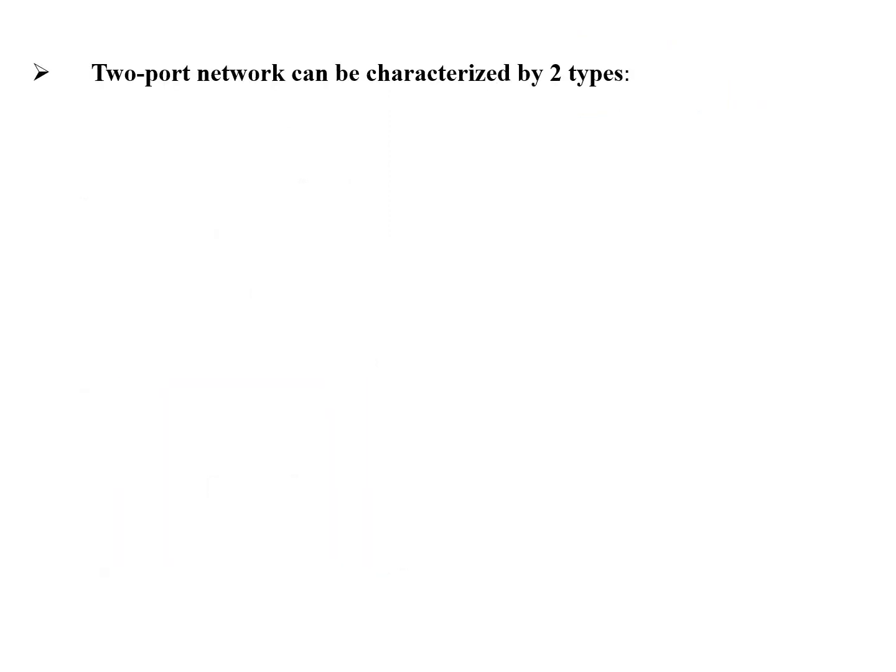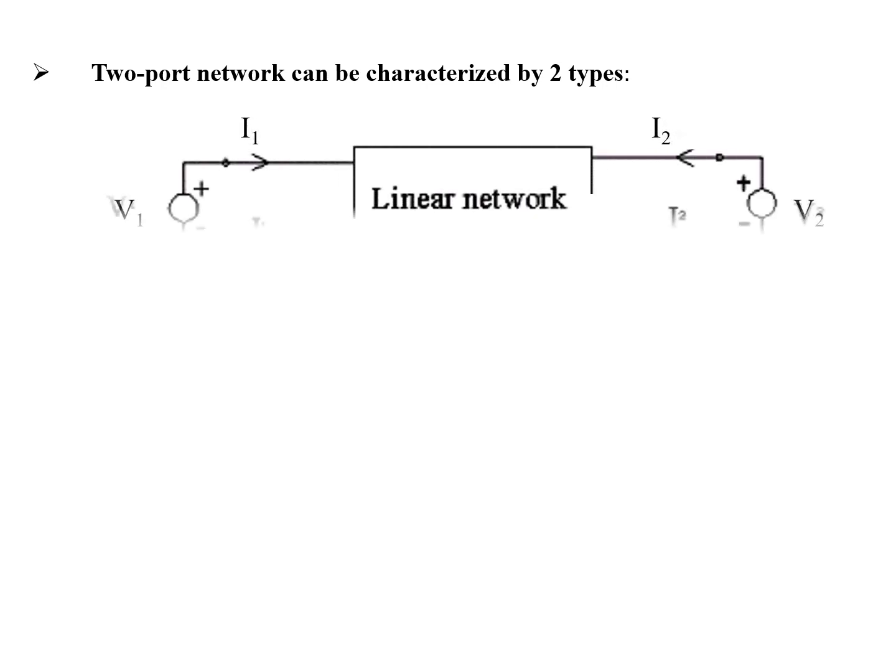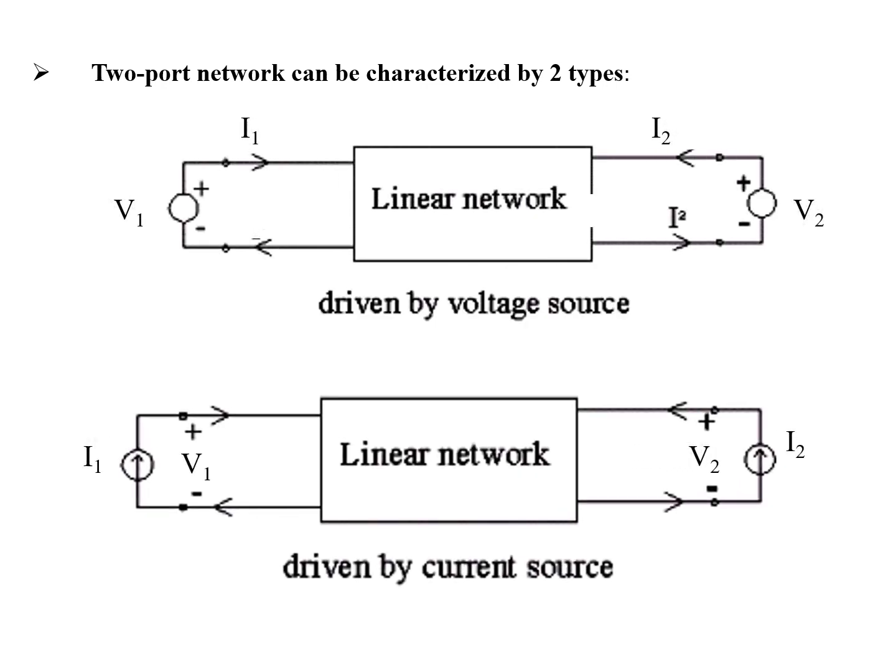So a two-port network can be characterized by two types: one driven by a voltage source, or one driven by a current source.